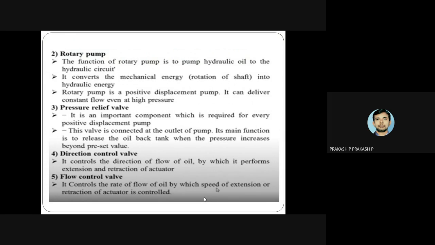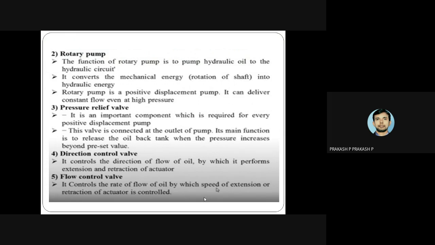The next one is the direction control valve. It controls the direction of flow of oil, by which it performs extension and retraction of an actuator. During extension and retraction of the cylinder, we have to control the direction of flow of oil. With the help of the direction control valve, we can control the direction.